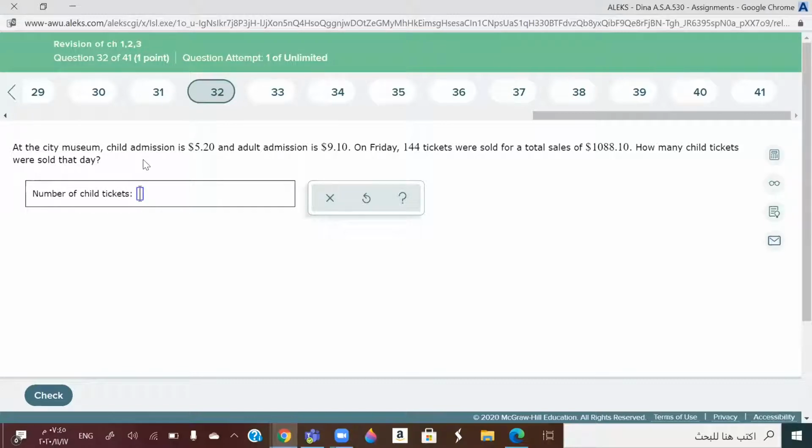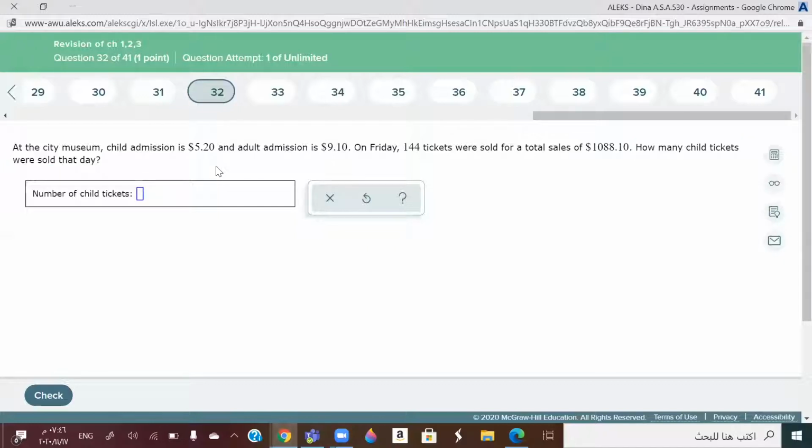At the City Museum, child admission is $5.2 and adult admission is $9.10. On Friday, 144 tickets were sold for total sales of $1,088.10. Now he's asking you, how many child tickets were sold that day?